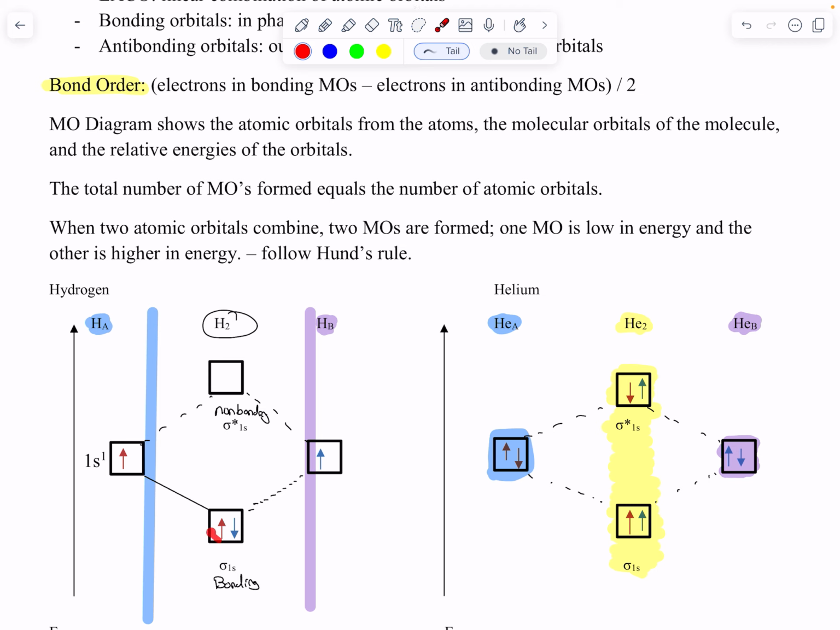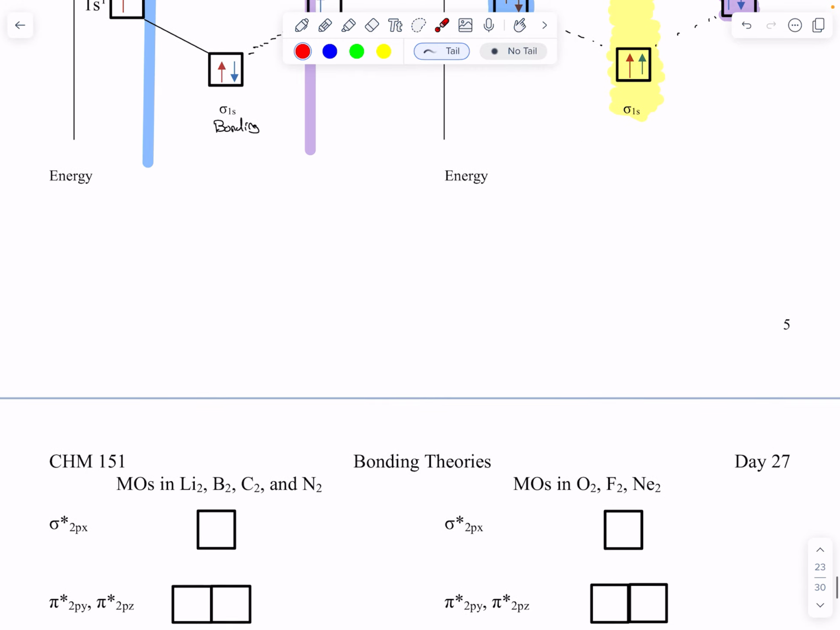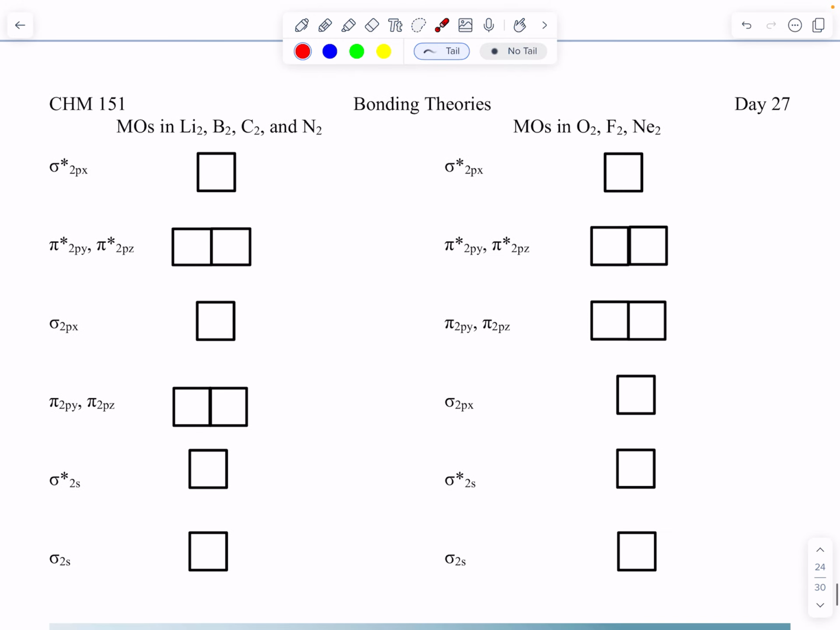For hydrogen, I have 2 electrons in bonding, so that's 2. Nothing there in antibonding, so that's 0. So 2 minus 0 is 2, divided by 2, is 1. It's a single bond. That's the bond order. Again, this is about all I'm doing with it. I'm going to show you next how these go, because they do. Lithium, boron, carbon, nitrogen have these MOs, and oxygen, fluorine, and neon have these MOs.